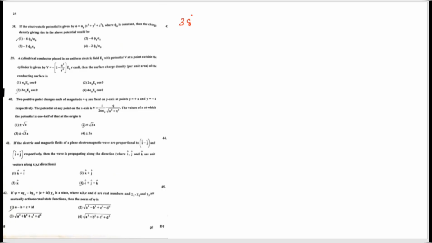So the formula is del square phi equal to minus rho divided by epsilon naught, right? So this is the formula. We need to substitute the phi value in the Laplacian form, then we will get the value for rho. So we shall do it step by step.